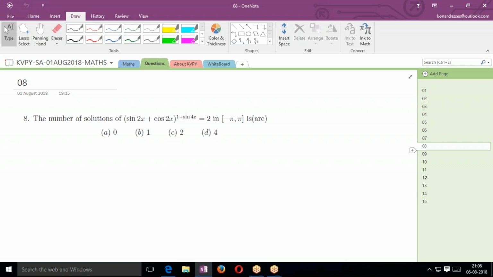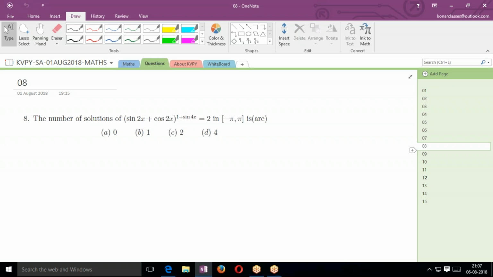What you see is: the number of solutions of (sin 2x + cos 2x)^(1 + sin 4x) = 2 in the region minus pi to pi. Did anyone get a chance to solve this question, those who were present in the last session? All right, so let me help you find the solution.